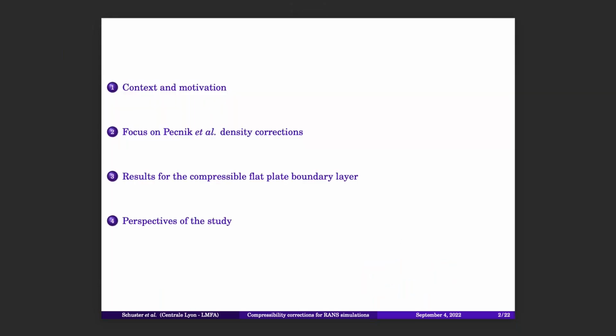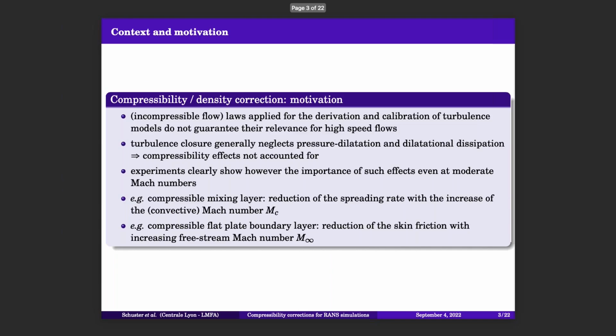So I will briefly mention the context and motivation of the work. Then I will focus on some density corrections which were recently proposed. I will show a few results obtained for the compressible boundary layer on flat plates, and I will give the numerous perspectives of this work. Next slide, please.